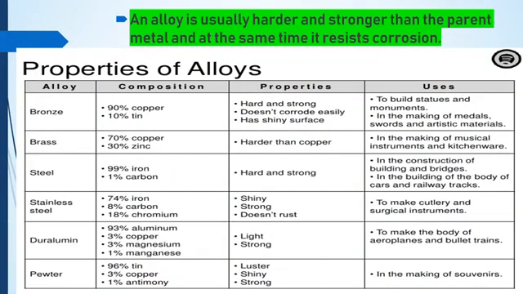Here we are going to see the properties of alloys. An alloy is usually harder and stronger than the parent metal, and at the same time it resists corrosion. So why are we doing the alloying? Because an alloy is very strong and hard, we cannot break it easily, and it resists corrosion.